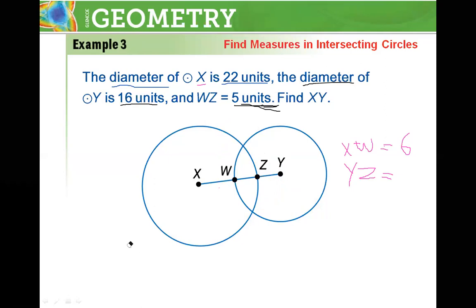Abdullah? Okay, Abdullah. This part is equal to 8, and this part is equal to 5. Can you get this part?